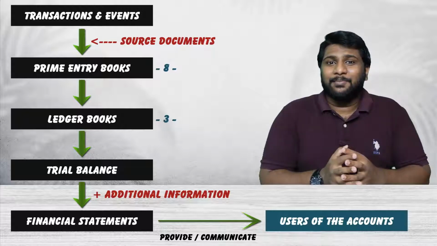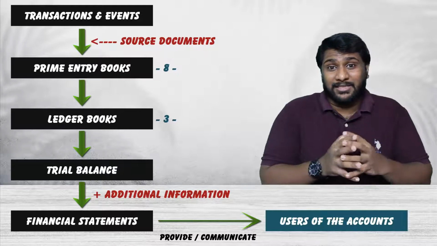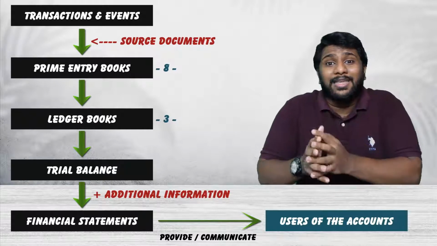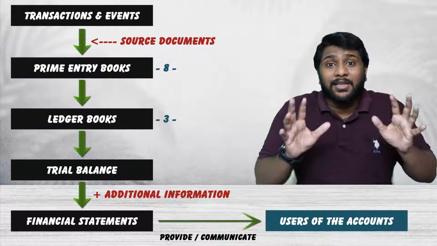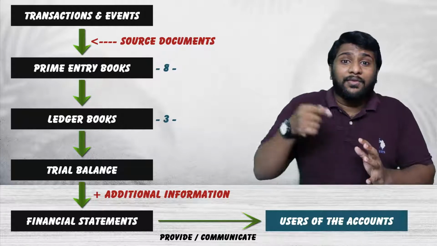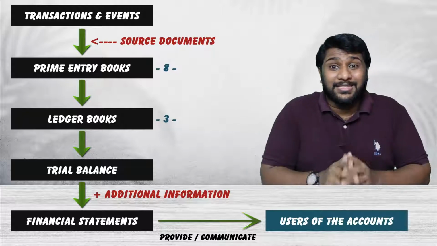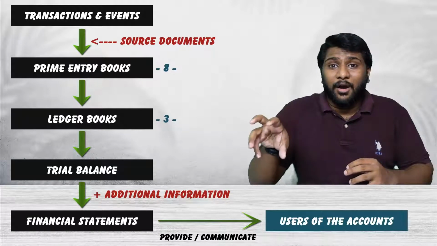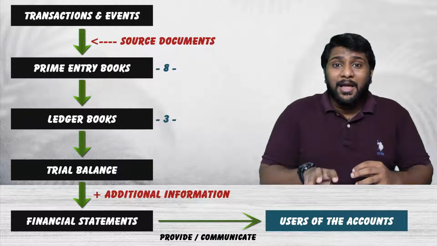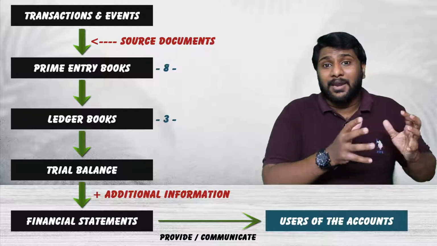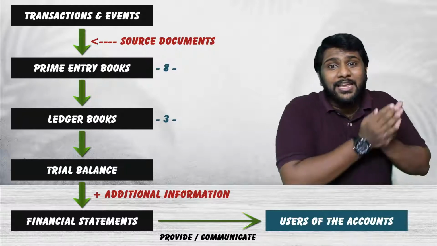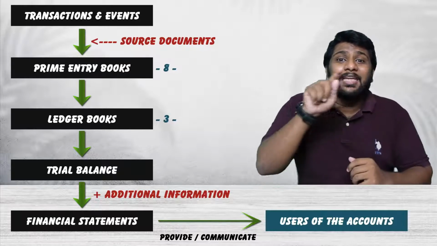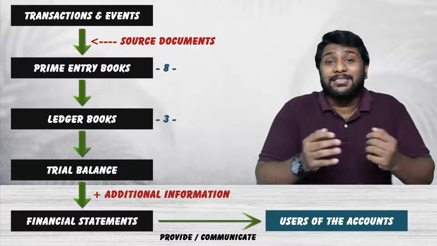So the process of accounting is that simple. Normally all the businesses will have transactions and events. All these transactions and events, with the supporting documents, with proof documents, we will be recording in the prime entry book. In prime entry book, we will be just recording the transaction. We are not doing any double entries. After that, we will be recording those transactions in the ledger books. In our T accounts, we will do our double entries. Using the balances of the ledger accounts, we will be preparing the trial balance, and using the trial balance and some additional information, we will be preparing the financial statements. These financial statements will be given to the users of the accounts in order to take decisions. So this is the entire process of accounting. If not, we will call it the accounting cycle.